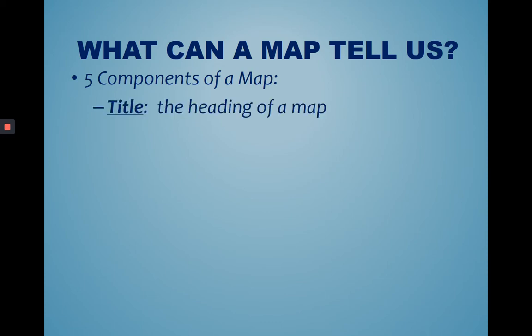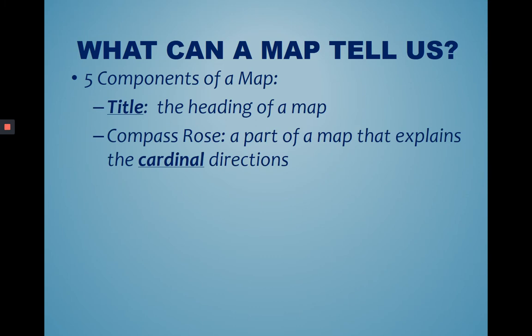A title is the heading of a map. It will tell you what the map is showing you and show you the subject of the map. The compass rose, this is the part of the map that explains the cardinal directions. There are 4 cardinal directions: north, east, south, and west.